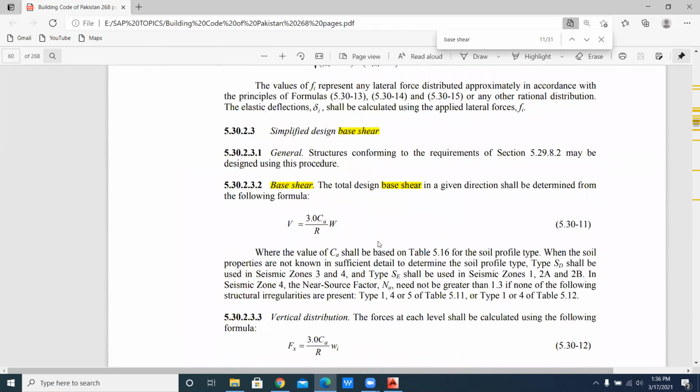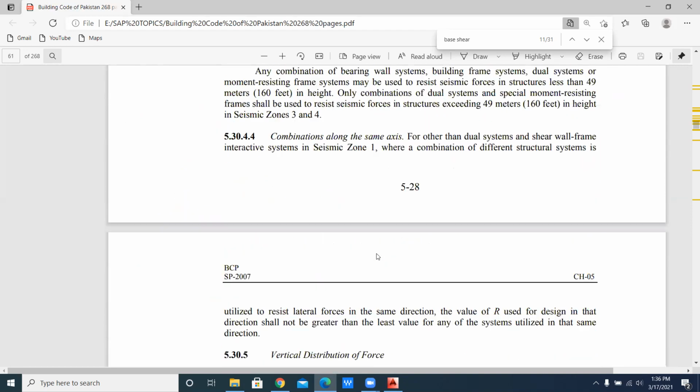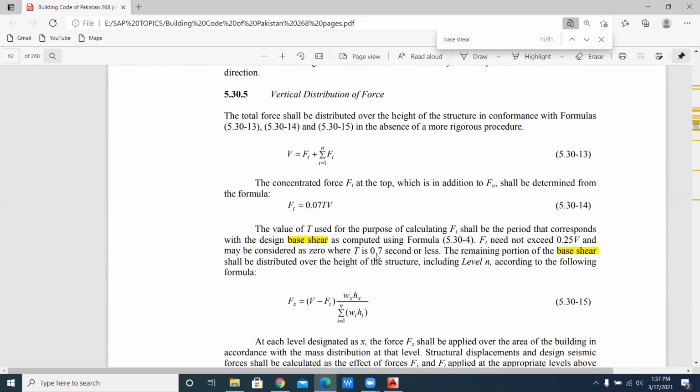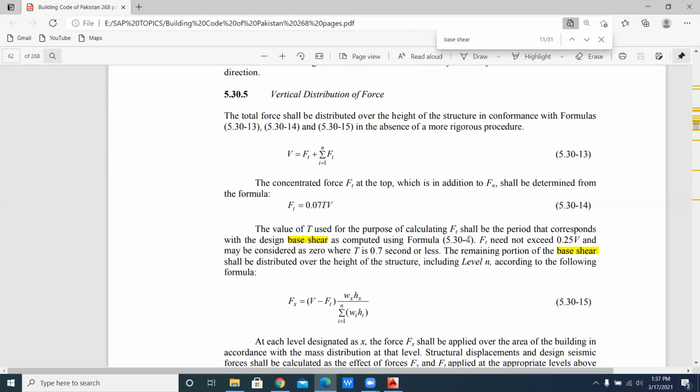The other thing you can find out here, if I drag down, is the value for the vertical distribution of force. Here in UBC code 97, you can apply this formula: Fx equals (V minus Ft) times Wx Hx divided by the summation of Wi Hi. What is this? I will show you in our further classes. This one is your value, called Ft. Ft is not normally used.